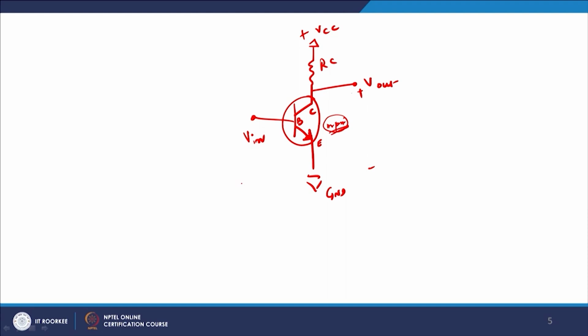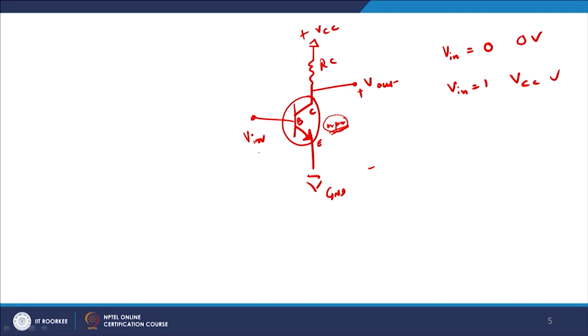Let us do one thing, therefore. Let me keep my V in, so let us look at the digital part of it. If my V in is 0 or my V in is 1, where 1 means, let us suppose, VCC or a large value, and 0 means 0 voltage. This is the condition which I am maintaining.